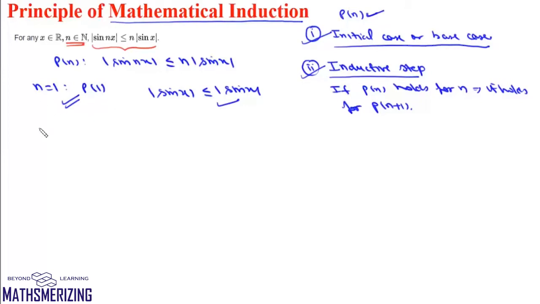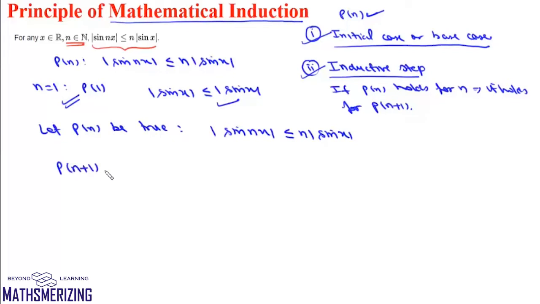So for this example, we'll assume that let Pn be true, which means we have assumed that mod sine nx is less than or equal to n mod sine x. Now using Pn, we need to prove that it holds for Pn plus 1. So now we'll write Pn plus 1. Now Pn plus 1 is simply mod sine n plus 1x. Now we can use the formula for sine a plus b.